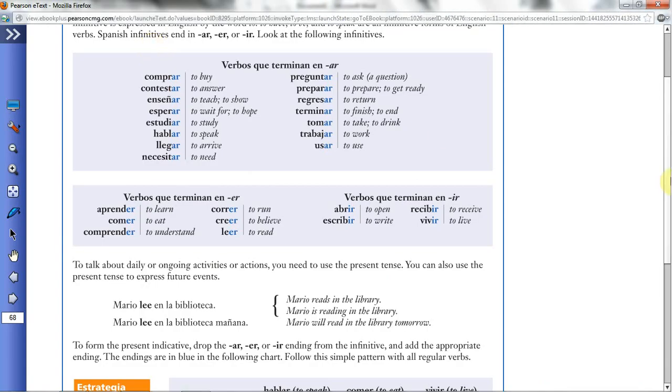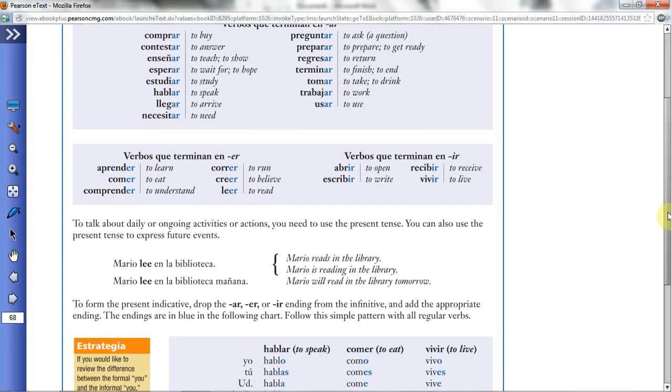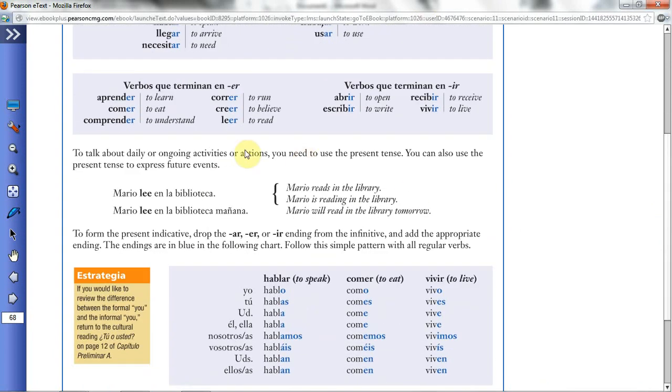Okay? And what do they mean? How do we use the present indicative? Mario lee en la biblioteca. Mario reads in the library. That could also be translated as Mario is reading in the library. Or if we put something like mañana, Mario will read in the library tomorrow.